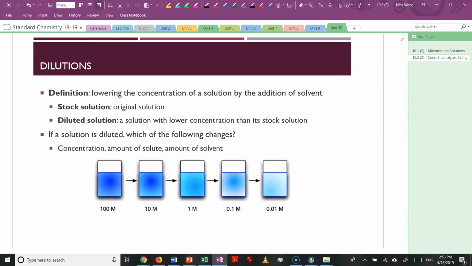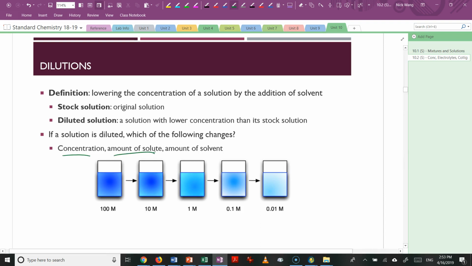Let's talk about dilutions. Dilution is where you lower the concentration of a solution by adding a solvent. A couple of terms: the stock solution is your original solution, the most concentrated, untouched solution. A diluted solution, as you can imagine, is a solution that has lower concentration than the stock solution. So you've basically watered it down. If a solution is diluted, which of the following change?